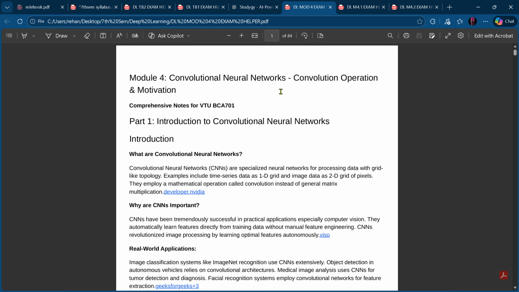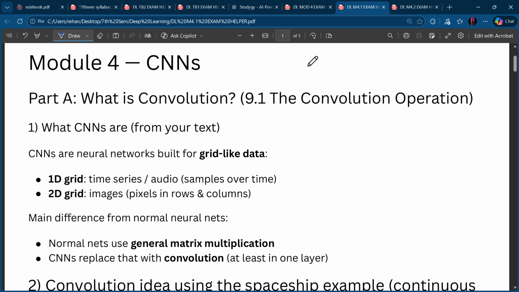You know what is grid-like? Like nets and all, you have multiple grids. Basically it runs on what type of data? Grid type of data: 1D grid and 2D grid. Time series and audio samples over time are 1D. 2D is nothing but images, pixels in rows and columns.